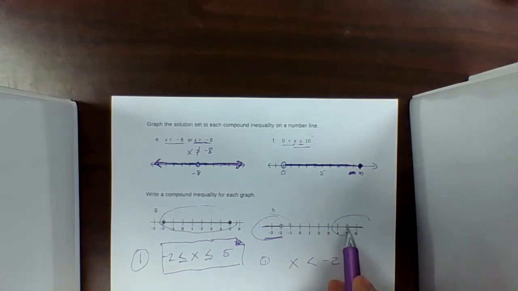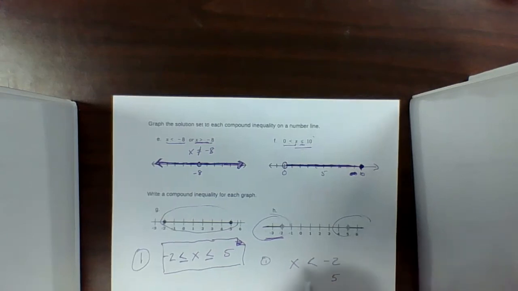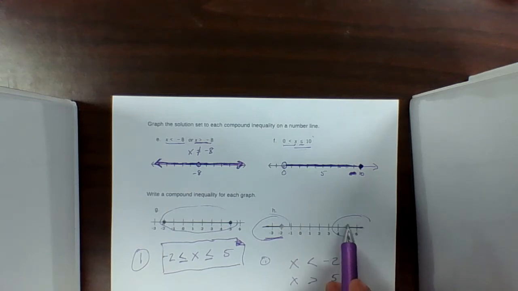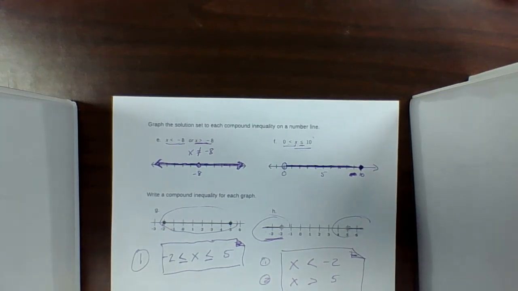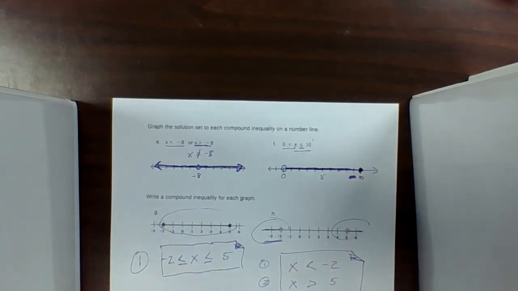My second statement here is +5, and x is greater than. So all these numbers over here are greater than +5. And again, because it's an open circle, I do not put the equal sign underneath. And that is my second statement. So this is my answer for letters G and H. Thank you for your time.